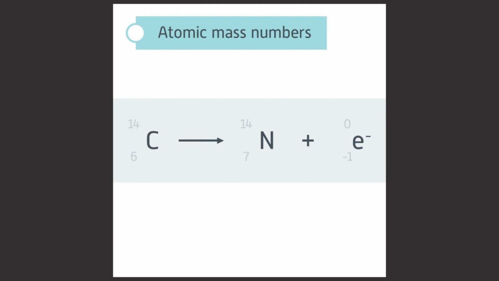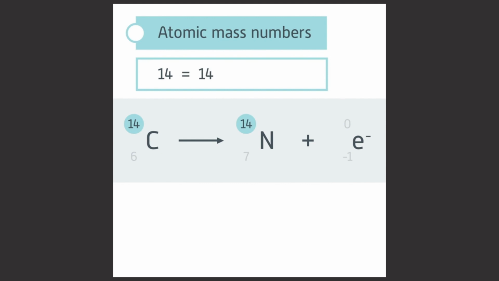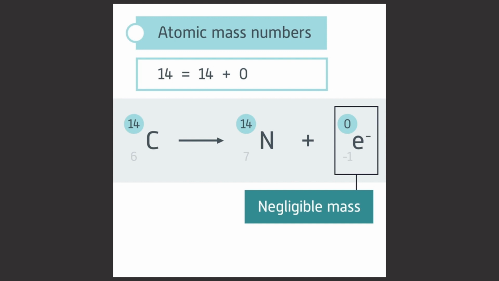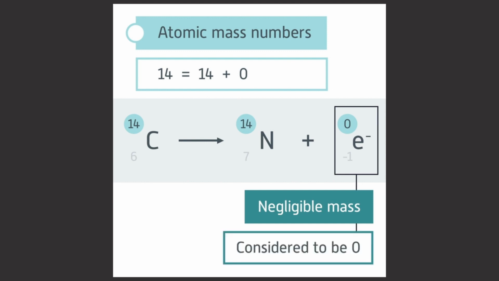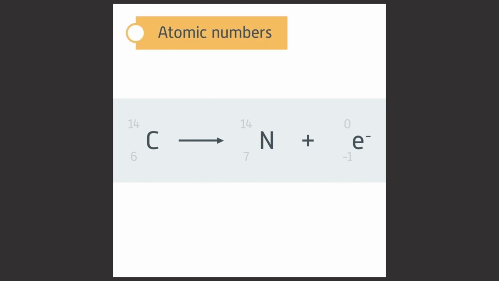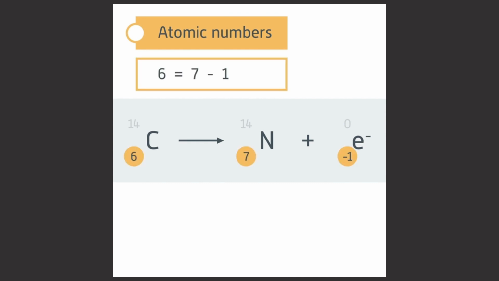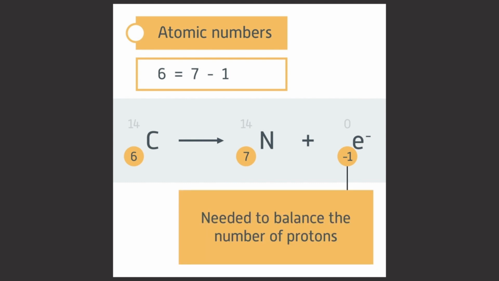Next, we have the atomic mass numbers. The mass of carbon-14 is 14. It forms nitrogen-14 plus 0 for the electron. Electrons have negligible mass, which is considered to be 0. Finally, let's look at the atomic numbers. Carbon is 6, nitrogen is 7, and the atomic number of a beta particle is -1. This -1 is needed to balance the number of protons.